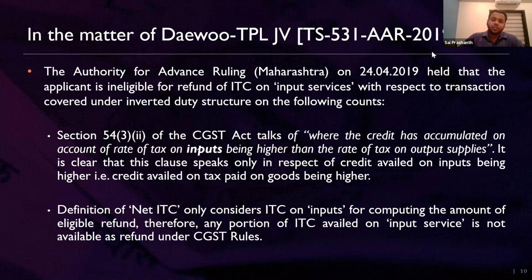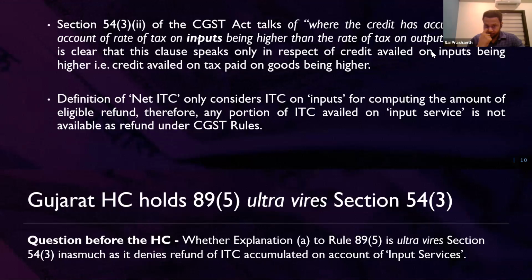So from the circular and from the advanced ruling, what we understand is the department all along thought that 54.3, which is the statutory, the legislative provision itself, never envisaged input services under the ambit, and their reasoning for thinking so is because of the proviso. Now let's see what the High Court said.